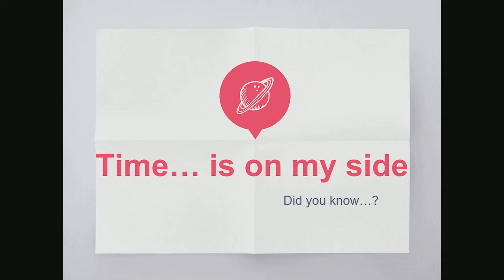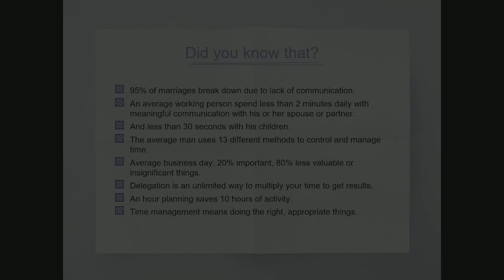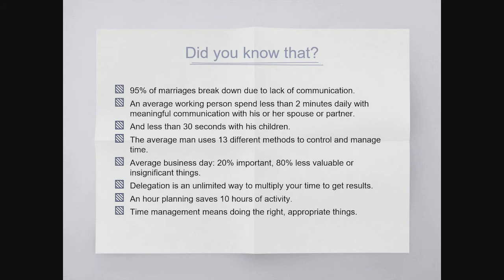Another skill to consider when planning your own online business is time management. Did you know that 95% of marriages break down due to lack of communication? An average working person spends less than 2 minutes a day in meaningful communication with his or her spouse or partner. An average working person spends less than 30 seconds a day in meaningful communication with his children.